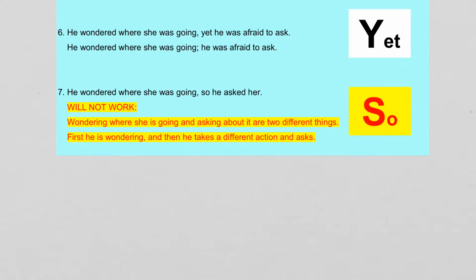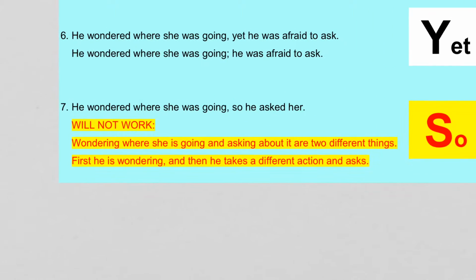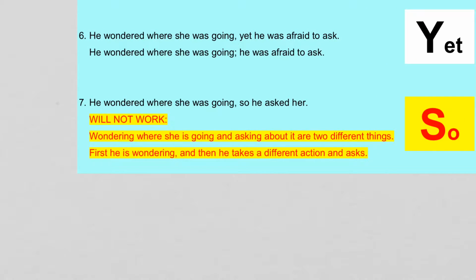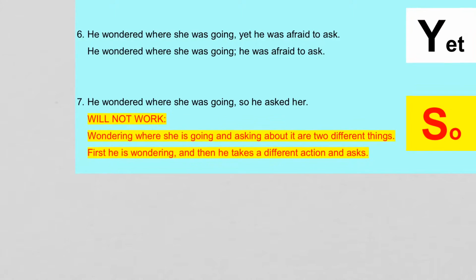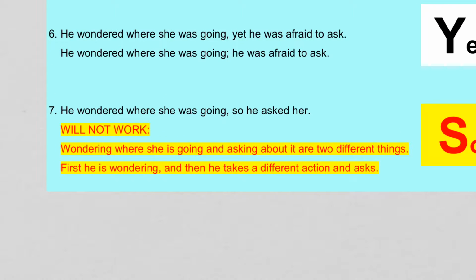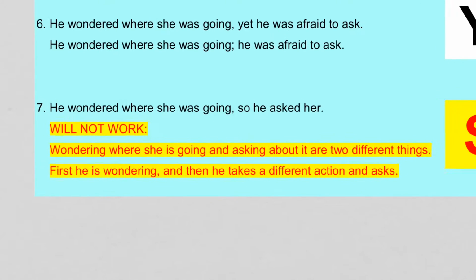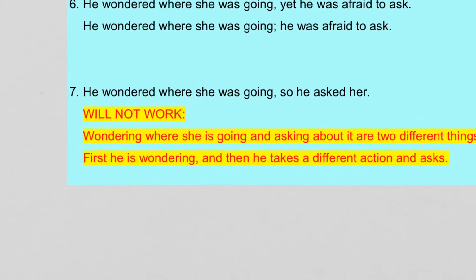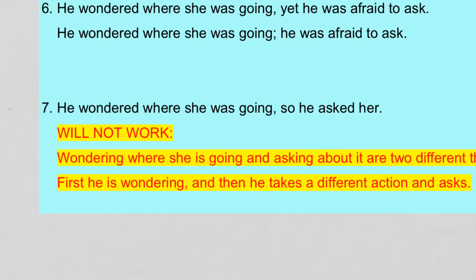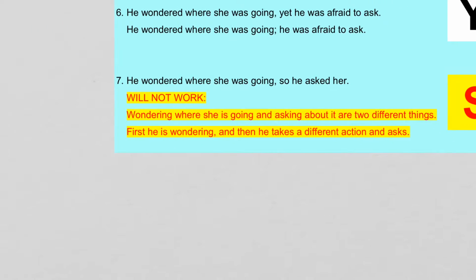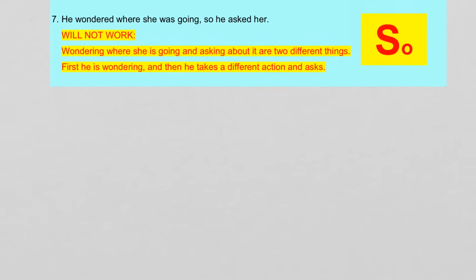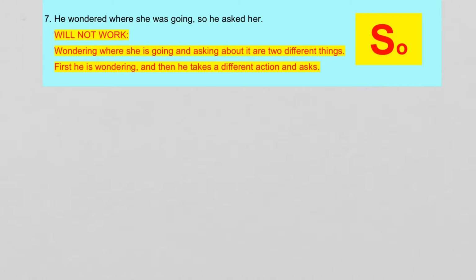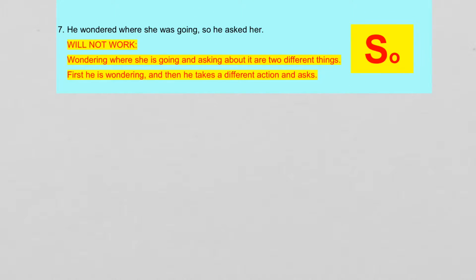Okay, next example with the conjunction yet. He wondered where she was going, yet he was afraid to ask. So at the same time that he's wondering, he's afraid. And because of that, we can use a semicolon. He wondered where she was going, semicolon. He was afraid to ask. All right. Last one is with this coordinating conjunction, so.